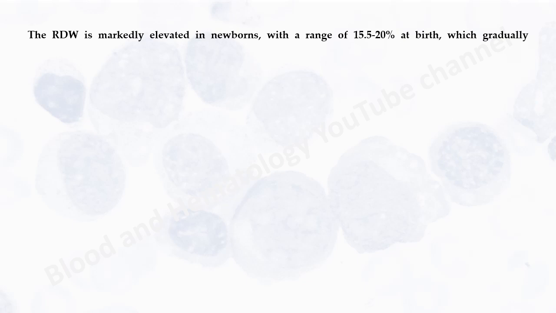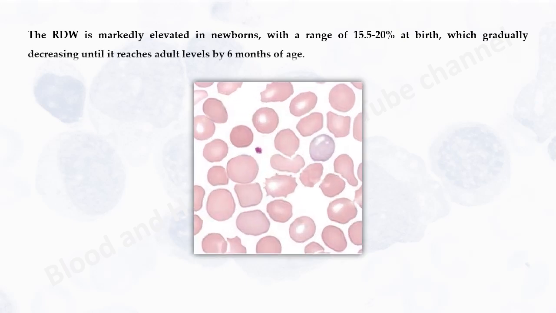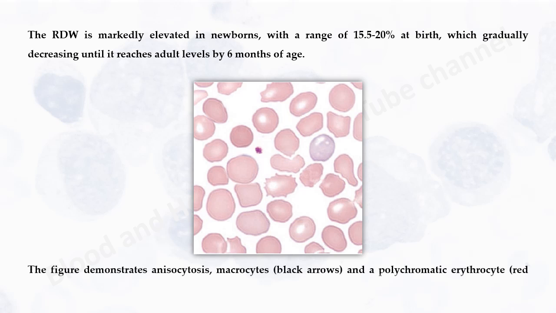The RDW is markedly elevated in newborns, with a range of 15.5 to 20% at birth, gradually decreasing until it reaches adult levels by 6 months of age. The figure demonstrates anisocytosis, macrocytes, and a polychromatic erythrocyte in peripheral blood from a neonate.